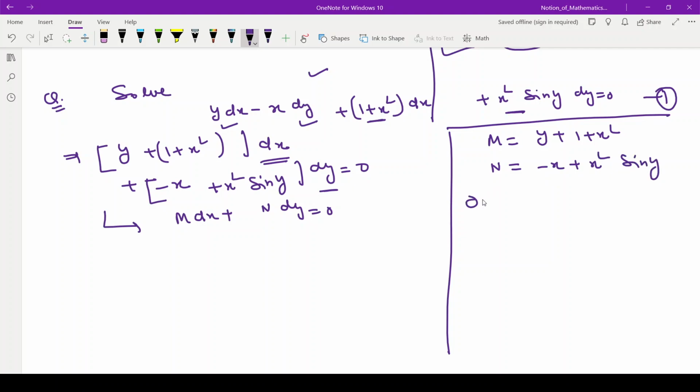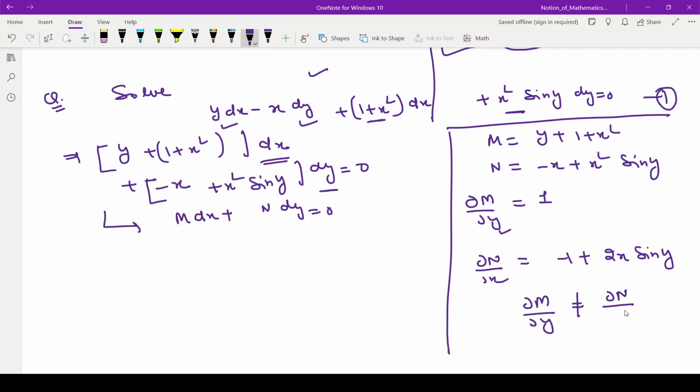So let me write partial M by partial y, that is only 1, because with respect to y, x is constant, and partial N by partial x is minus 1 plus twice x sin y. As you can see here, partial M by partial y is not equal to partial N by partial x. These are not equal. It means I can say that equation number 1 is a non-exact differential equation.